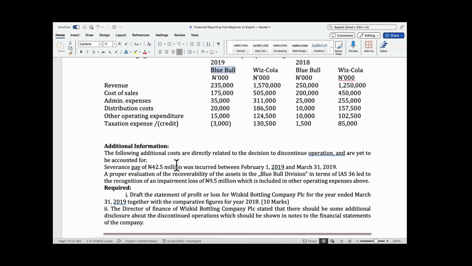They gave us some information that they incurred. The major part of this information is that they paid some staff severance pay, and there was an impairment loss of 9.5 million. The major thing here is this has to be presented separately, so that we will know that these are expenses related to that closure. They will now ask you to draft the P&L for the entire company. It's 10 marks, very simple question.